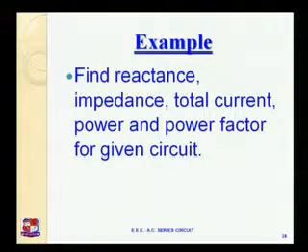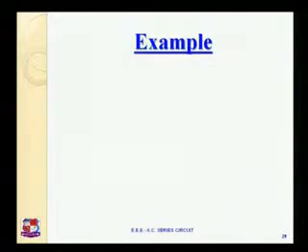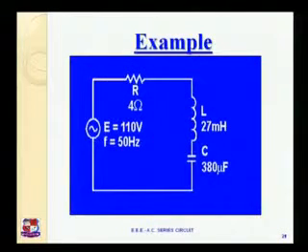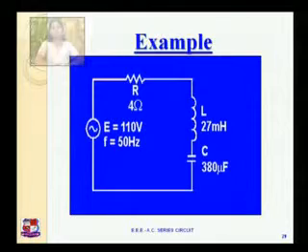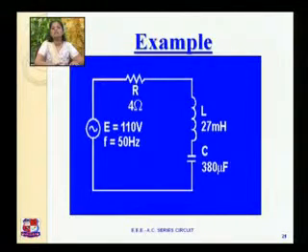Now one more example is there. Find reactance, impedance, total current, power and power factor for a given circuit. Circuit is given to you. Value of resistance is 4 ohm. Value of inductor is 27 millihenry. Your voltage is 110 volt and frequency is 50 hertz. Value of capacitor is also given, it is 380 microfarad.